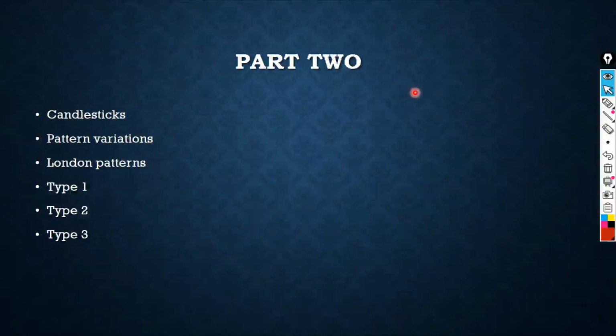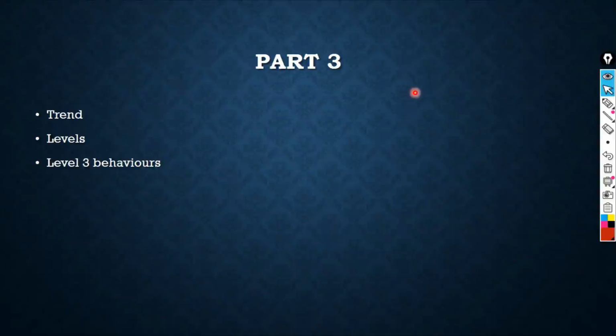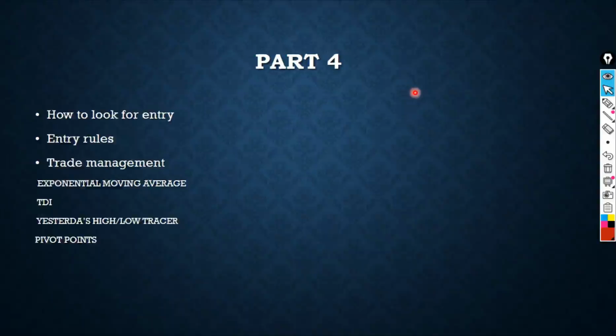From there we'll go into part 2, where I'm going to talk about candlesticks, the pattern variations, and the London type patterns, where we have type 1, type 2, and type 3. Then in part 3, I'm going to talk about trend levels, some level 3 behaviors, etc. The last part will be part 4, where we will be putting everything together: how do you look for an entry, some entry rules, how do you manage your trade, and finally we'll look at some indicators.